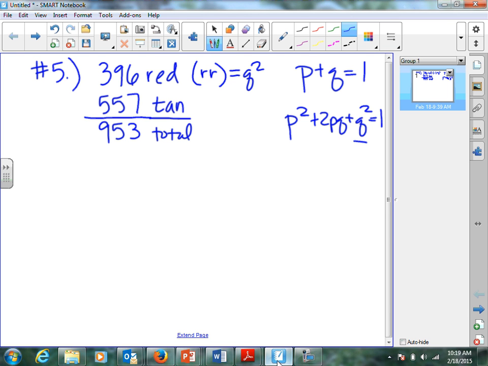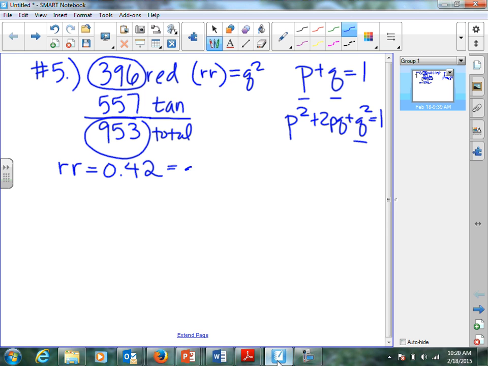And so I can figure out a frequency by taking 396 and dividing by the total. Okay? And so when I do that, I get little r squared equals 0.42. And then from there, I can figure out P and Q, right? And so A asks you for the allele frequencies of each of little r and then big R. And all I need to do is find Q to do that.